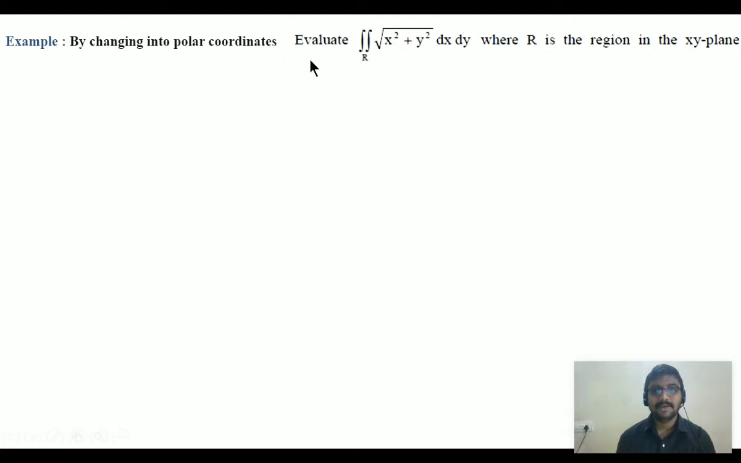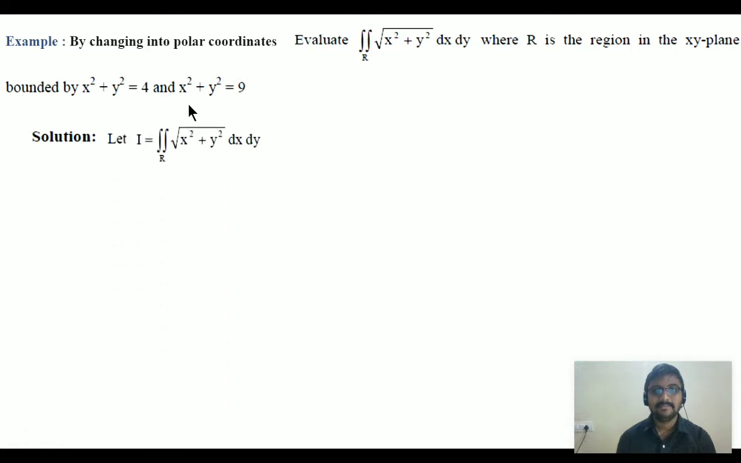By changing into polar coordinates, evaluate the double integral where R is the region in the xy plane bounded by x square plus y square equal to 4 and x square plus y square equal to 9. So the bounded region in the xy plane is between two circles. Solution: given sum, let it be I.